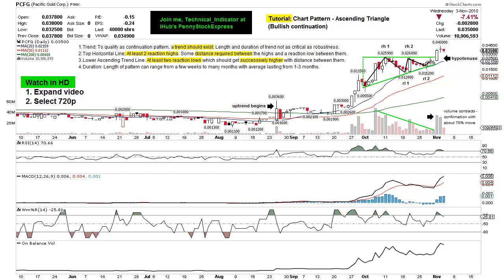The buyers are gobbling up shares. Declining volume is a good sign. It's an accumulation pattern after a quick move. And then when you get that confirmation volume, it usually pops to the upside. Very, very bullish continuation pattern. Definitely one you should have in your back pocket.